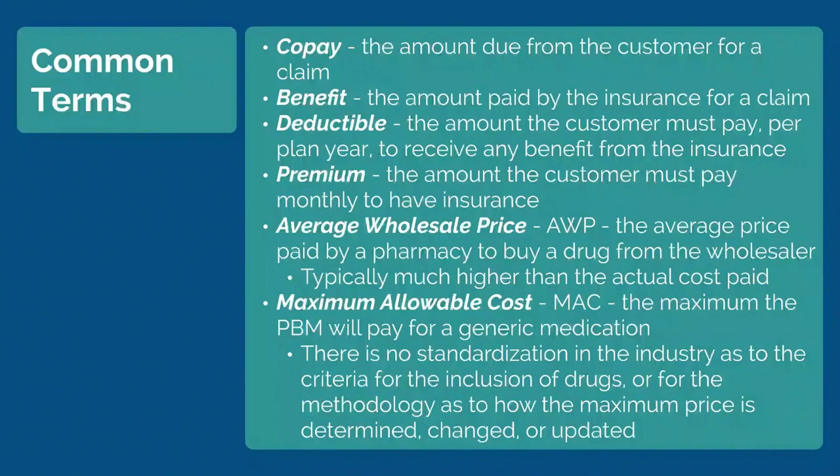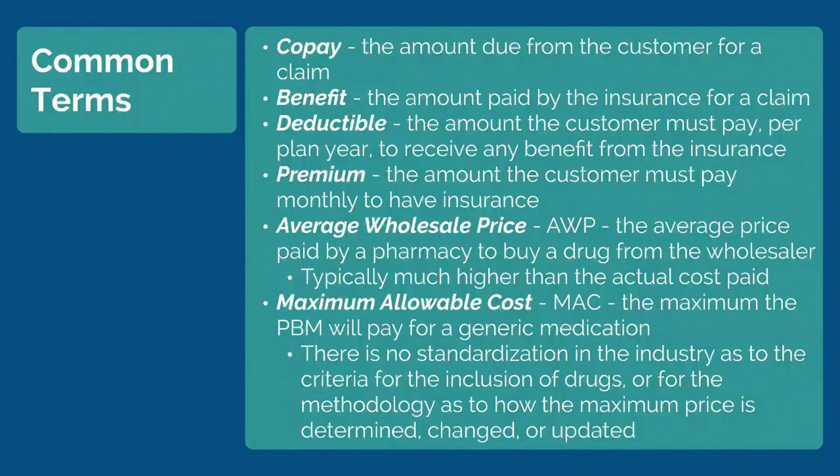There's also a premium. This is the amount the customer must pay monthly to have insurance. Then we get into average wholesale price, or AWP. This is the average price paid by a pharmacy to buy a drug from the wholesaler, and it's typically much higher than the actual cost that's paid.